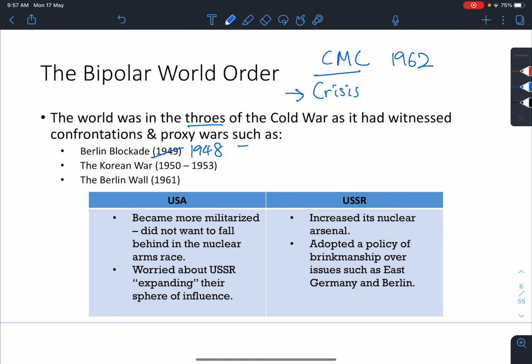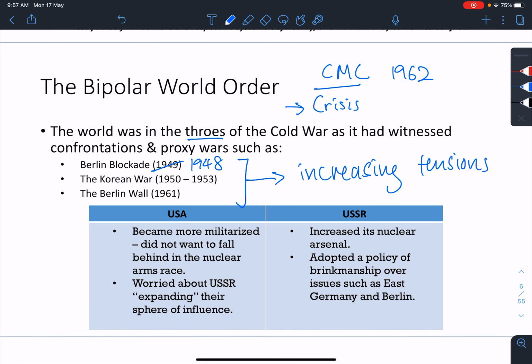What is the point of showing you all this? I'm trying to say that there's increasing tension. So the takeaway for you, ladies and gentlemen, is that the Cuban Missile Crisis does not stand alone. It is a product of increasing tensions between the two superpowers. What are the two superpowers concerned with? We know that both sides have nuclear weapons, and nobody wants to lose the arms race. It's the nuclear arms race that we are talking about here.